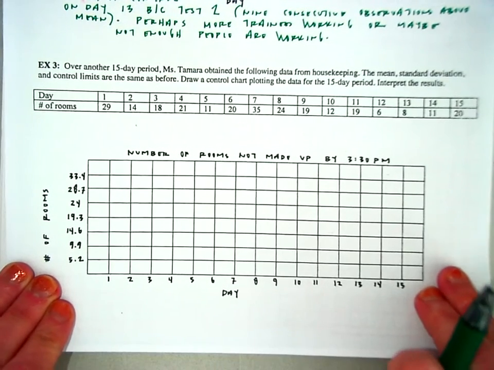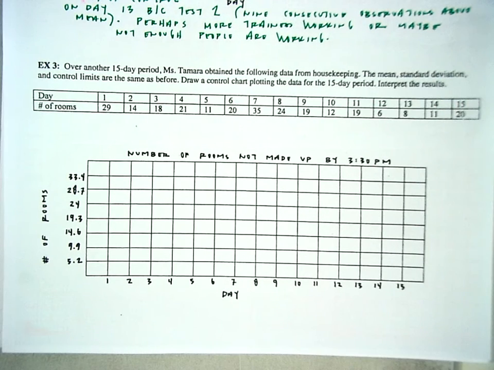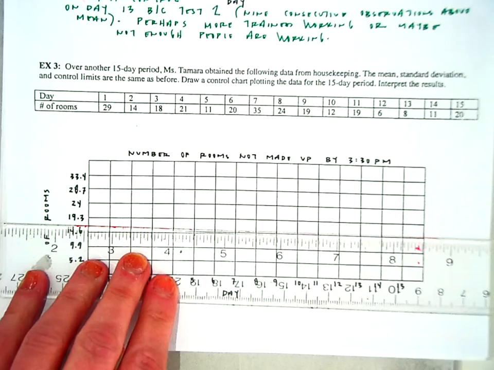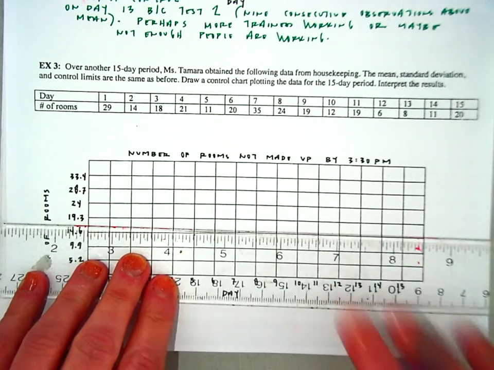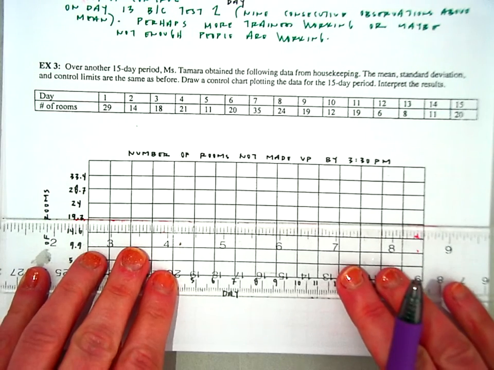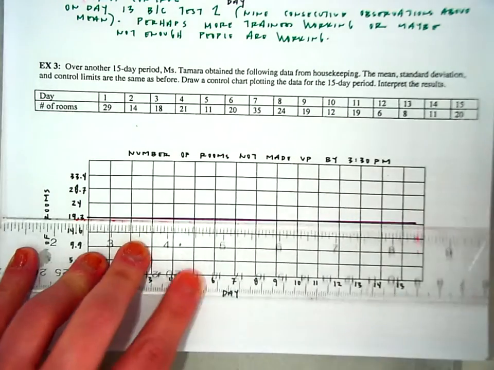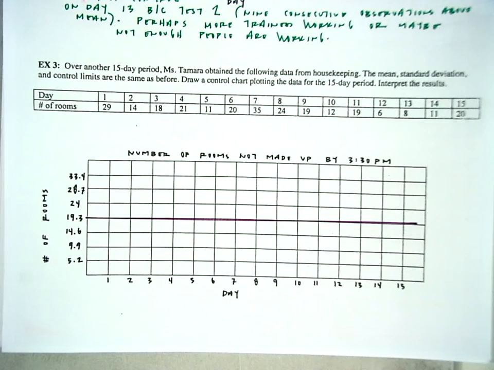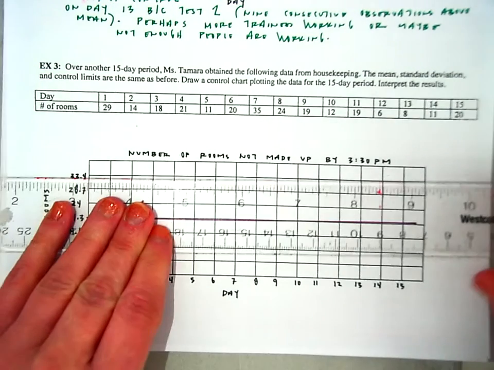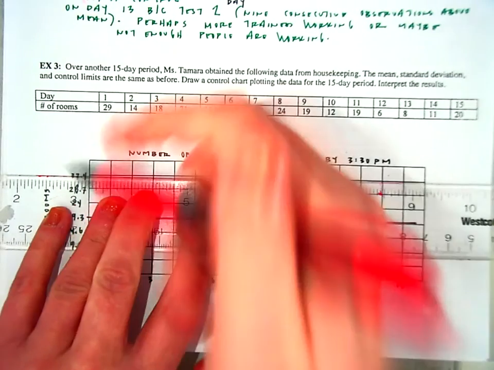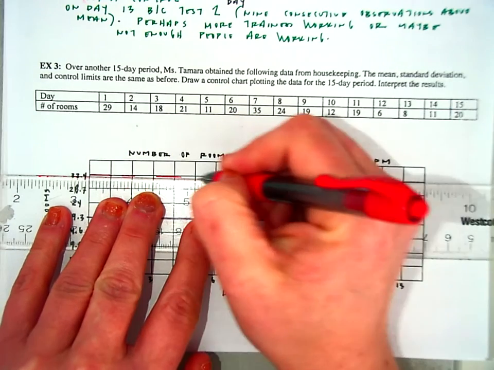All right, so here again, same setup, but now we're looking at a different 15-day period. So again, I would start by drawing in your center line. So right here where the mean is, that's your center line. So I'm going to mark that in purple. Okay, and then all of my other zones, I'm going to mark those in red. They can be dotted, they can be solid, it doesn't actually matter.